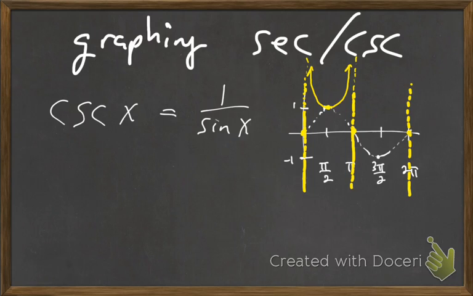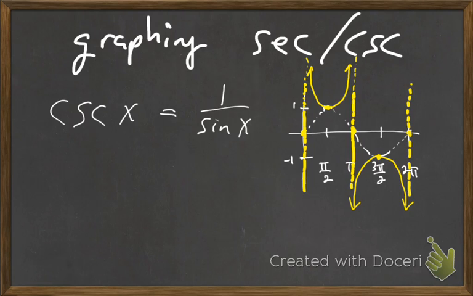Now between pi and 2 pi, 1 divided by -1 is -1, so it matches. 1 divided by a number approaching 0 gets bigger. And there we've graphed y equals cosecant x.